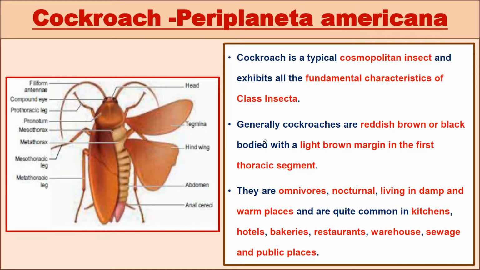Cockroach. Periplaneta americana is the scientific name of it. It is a cosmopolitan insect, which means it is seen all over the world. It is seen in our kitchen, hotels, bakeries, restaurants, warehouses, sewage and all the public places. It is a reddish brown or black color insect.